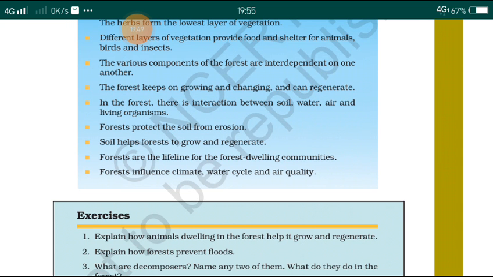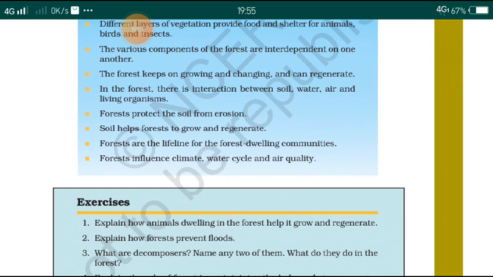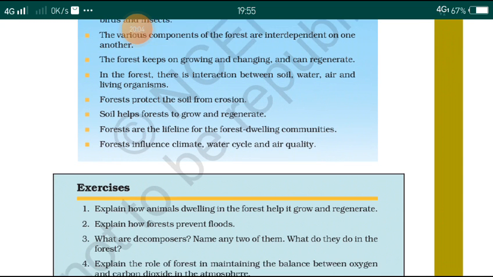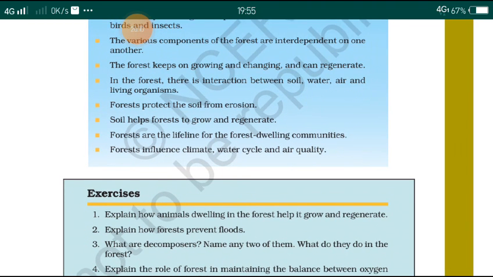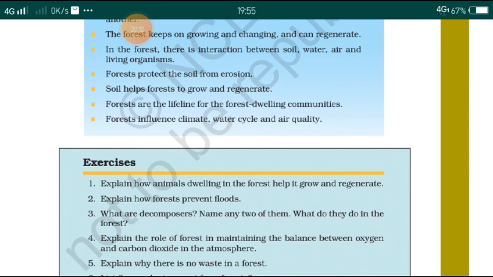interdependent on one another. The forest keeps on growing and changing and can regenerate. In the forest, there are interactions between soil, water, air and living organisms. Forests protect the soil from erosion. Then forests are the lifeline for the forest dwelling communities. Forests influence climate, water cycle and air quality.